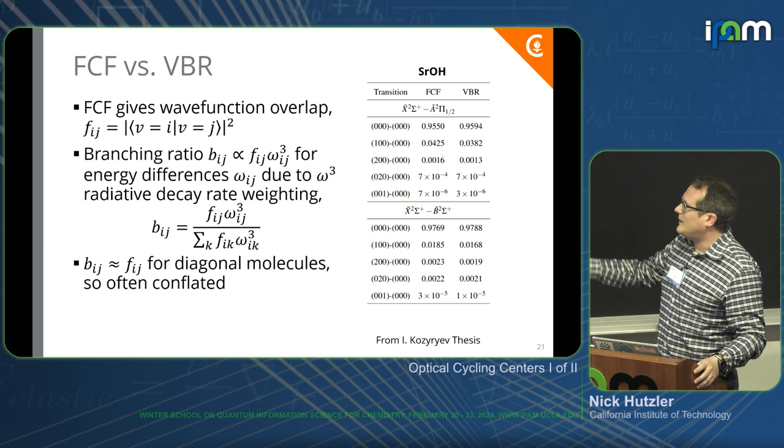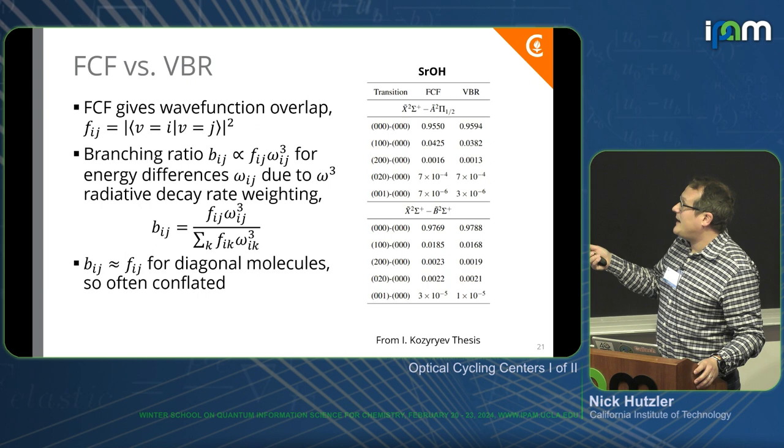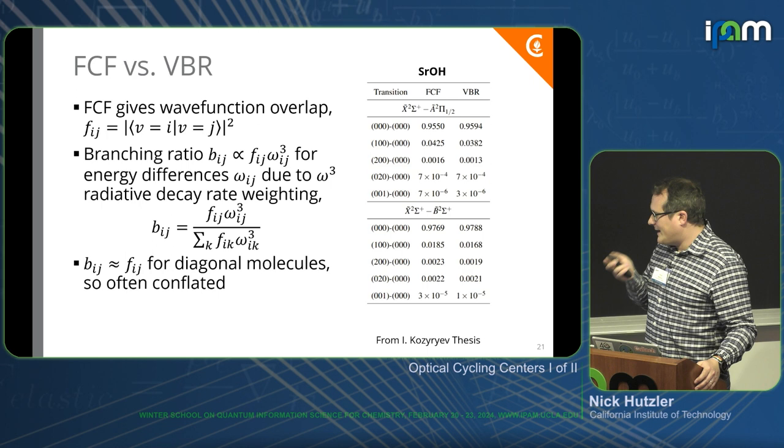And so here's a table with some numbers that I presume add up to less than one, showing the Franck-Condon factors and the vibrational branching ratios. You can see they're basically the same. I won't be careful about distinguishing the terminology there.